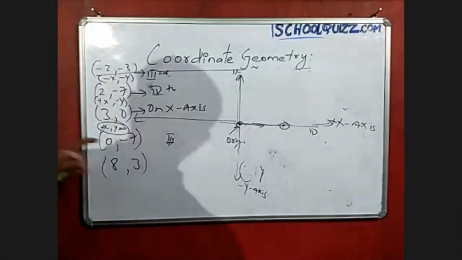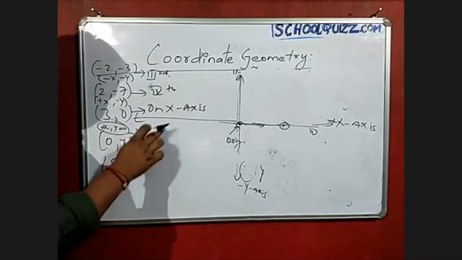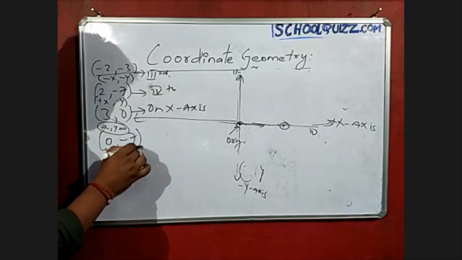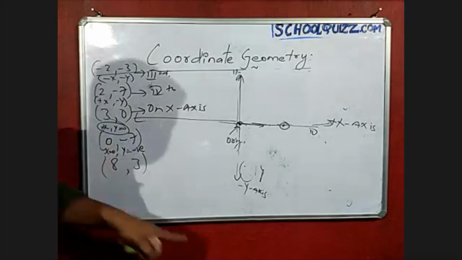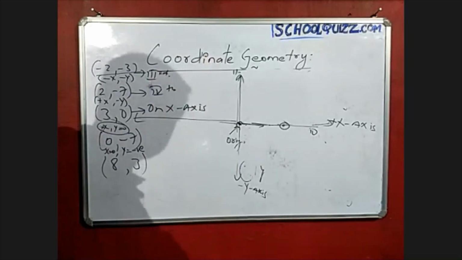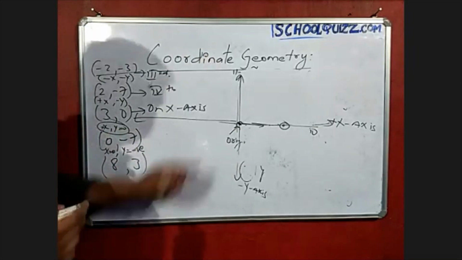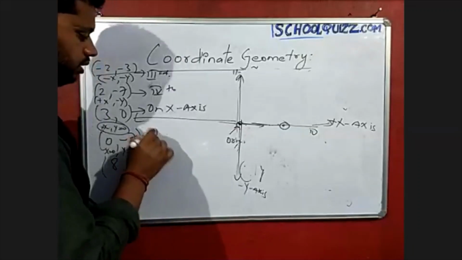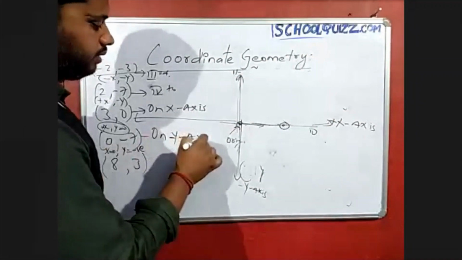Now what about this one, 0 comma minus 7? Here x is 0 and y is negative. X is 0 and y is negative means that the point is right on the y-axis, because on the y-axis x will be 0, and y is negative means we can say that it is the downward part of the y-axis. So this point is on the negative y-axis, you can write that.